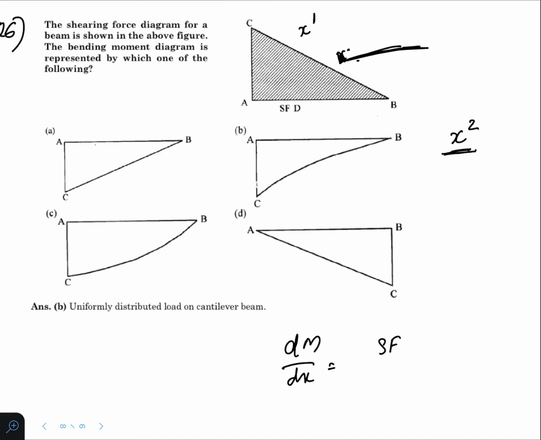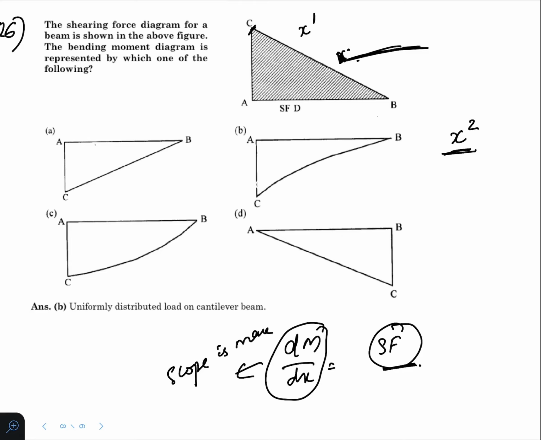When shear force is maximum, then this slope is going to be maximum. Slope is maximum when shear force is maximum. See here at C point, at this section we have maximum shear force, and here at B we have minimum or zero shear force. So at this section, at AC section, we should have the slope dM by dx as maximum.